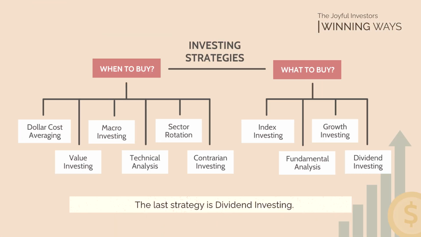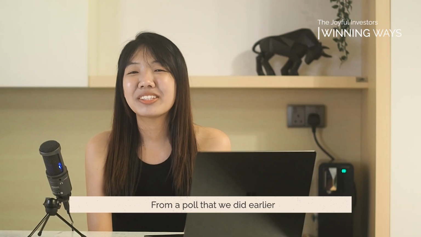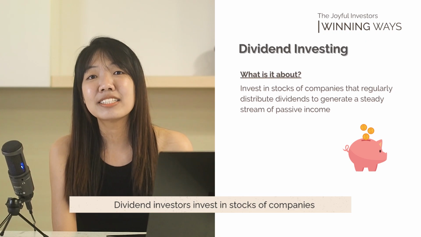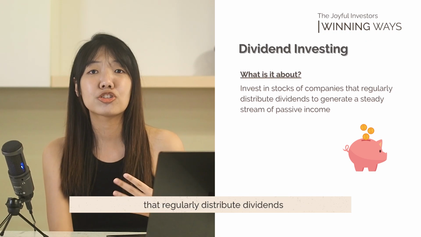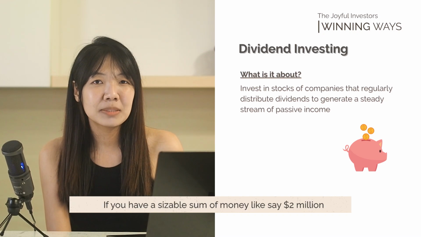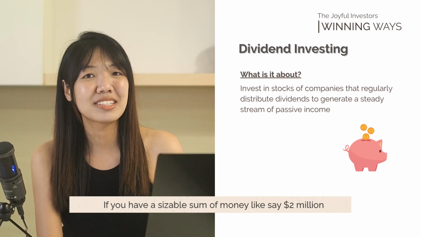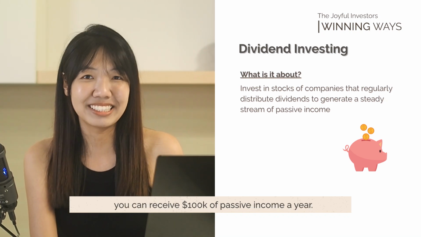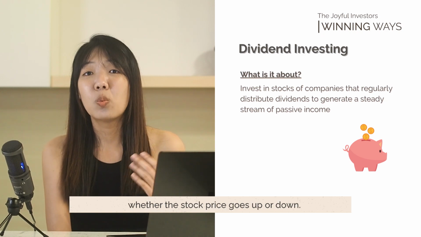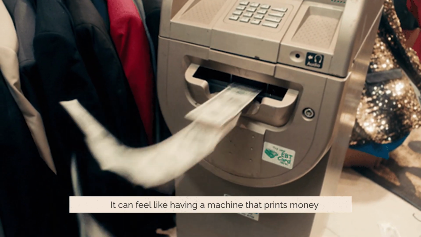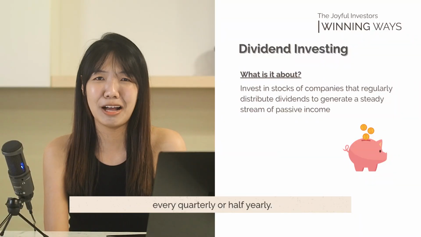The last strategy is dividend investing. From a poll that we did earlier, it seems that most Singaporean investors are actually dividend seekers. Dividend investors invest in stocks of companies that regularly distribute dividends to generate a steady stream of passive income. If you have a sizable sum of money, like say $2 million, then at 5% dividend yield, you can receive 100k of passive income a year. Hence, it may not matter to you whether the stock price goes up or goes down. It can feel like having a machine that prints money every quarter or every half year.